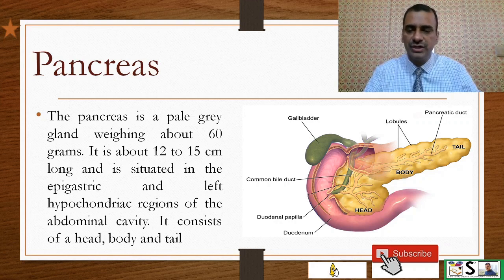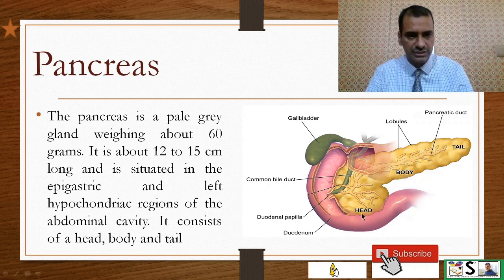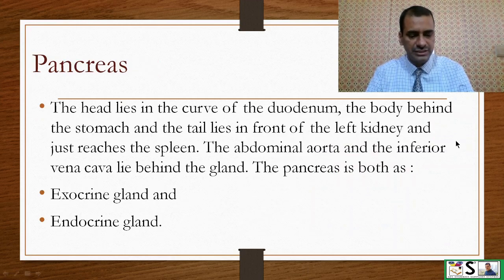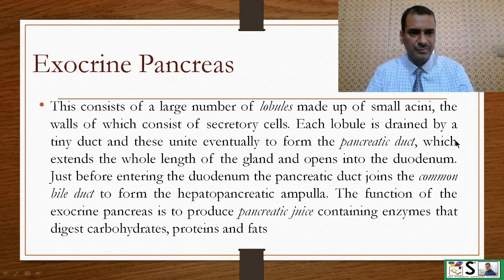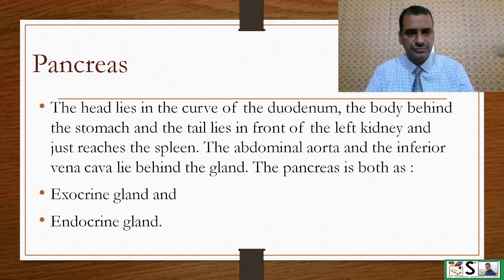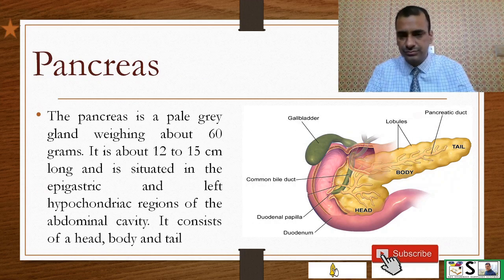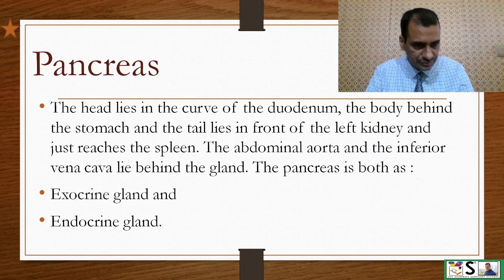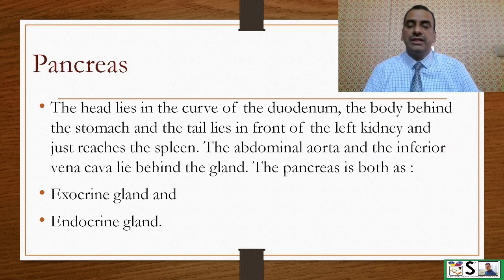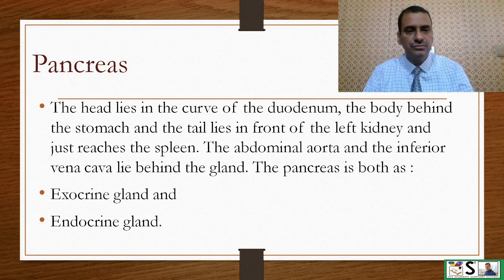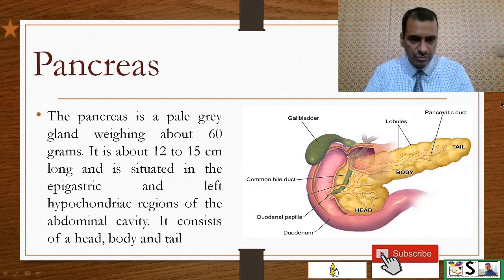It consists of a head, body and tail. Here you can see this is the head, this is the body and this is the tail. The head lies in the curve of duodenum. This is the curve of duodenum and head lies here.